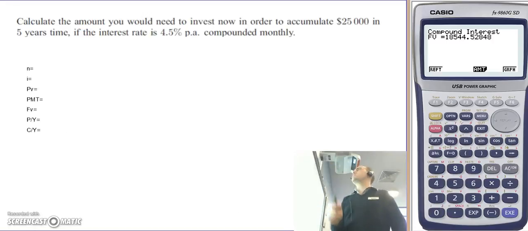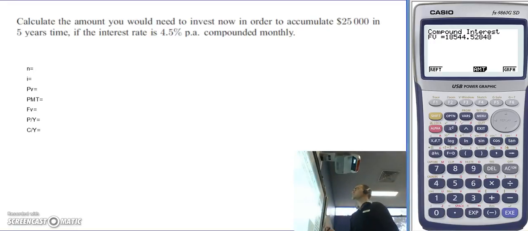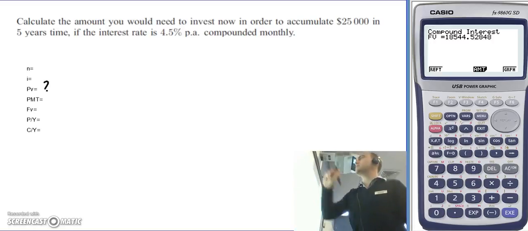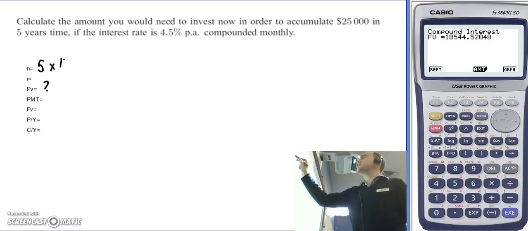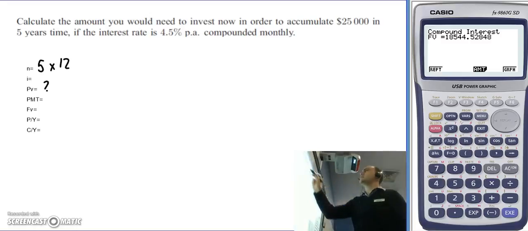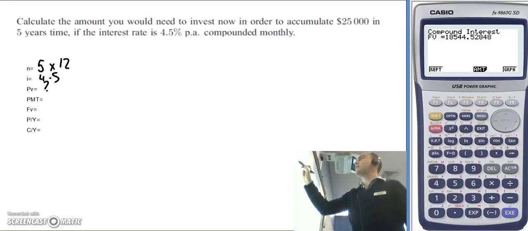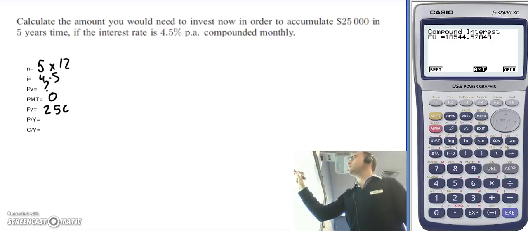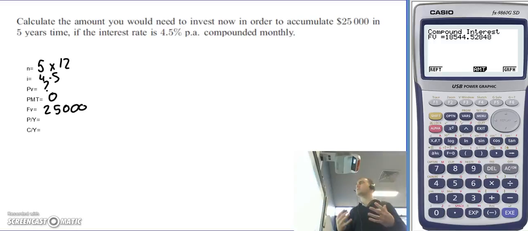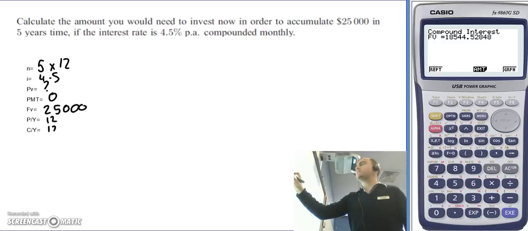Alright, one more example. Calculate the amount you would need to invest now in order to accumulate $25,000 in 5 years' time. Okay, so what we're trying to find is what do we need to put in at present. So 5 years' time, and it's compounding monthly. Our interest rate is 4.5. Our payments is nothing. Future value, well, we want to get back $25,000 because we're receiving it. It's going to be positive. And here we have 12 and 12.